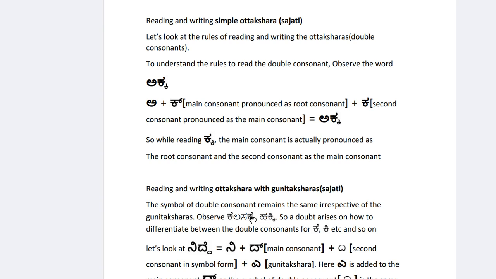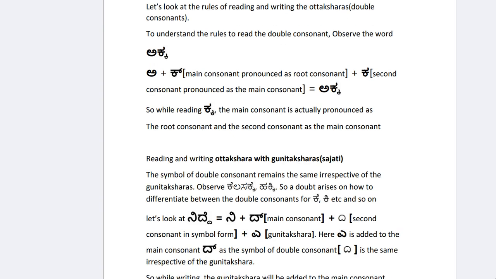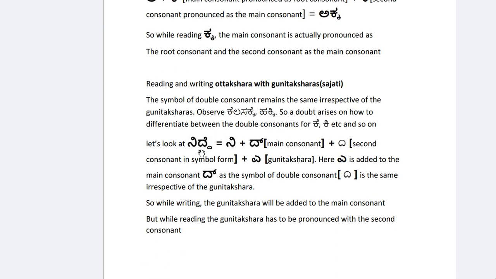Okay. Now reading and writing Gunitaksharas with the Ottakshara. So there are words like this, Kelasakke, Hakki. Okay, so how do you read it? Let's look at an example of Midde. So we write it as that itself. Then D is the main consonant. The main consonant is pronounced in its root form. And then the second consonant you take, and for that you add the Gunitakshara A. So A is added to the second consonant, but while you write, what is happening? You are writing it on the main consonant. But when you read, you will read it with the secondary consonant.